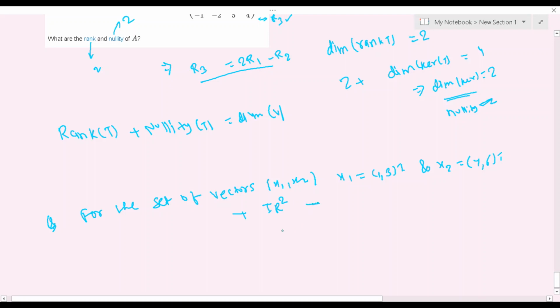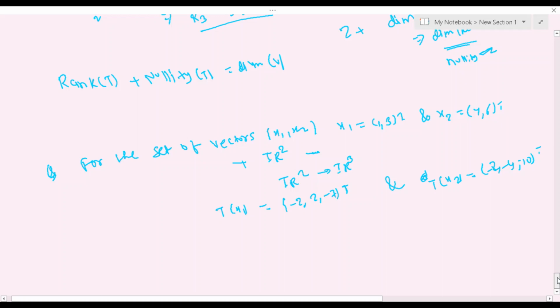So what you have to do is find the transformation from R squared to R cubed, that is from the second dimension to the third dimension, such that T of x1, the transformation of x1, is (-2, 2, -7) transpose, and T of x2 is equal to (-2, -4, -10) transpose. So what you observe here is that this is a matrix of order 3 by 1, and these are both of order 2 by 1.